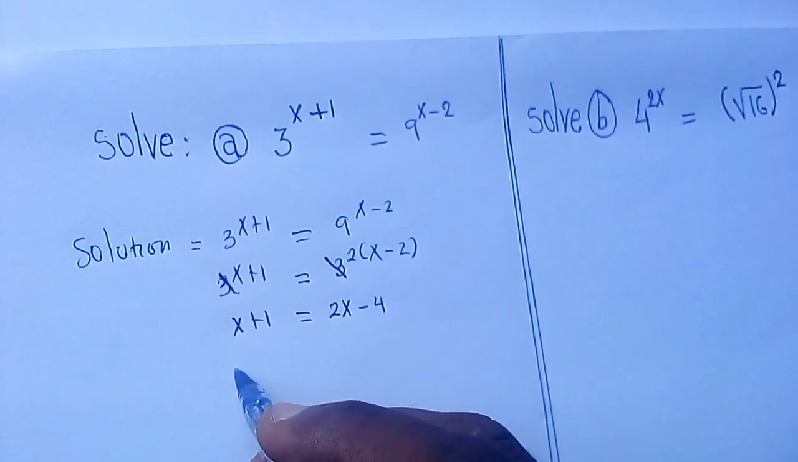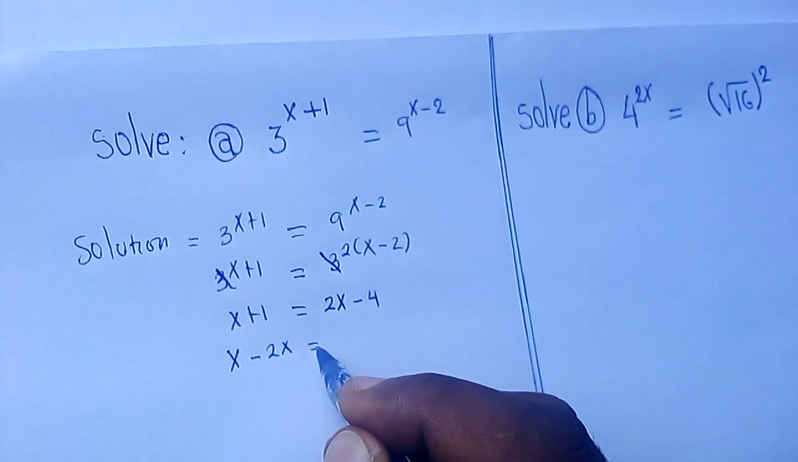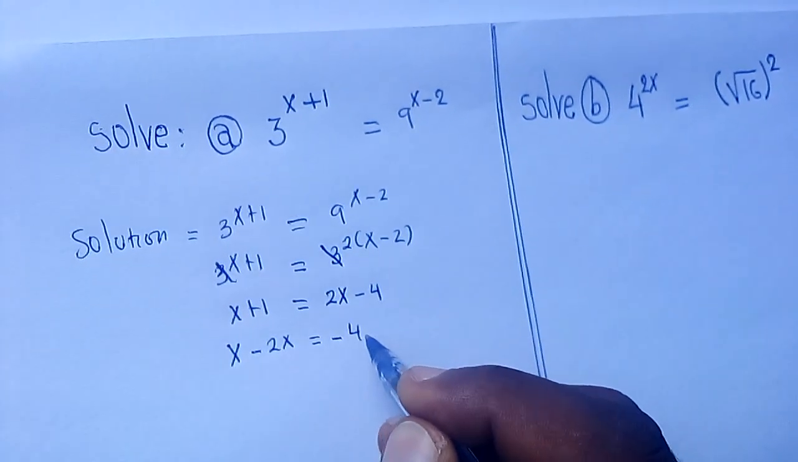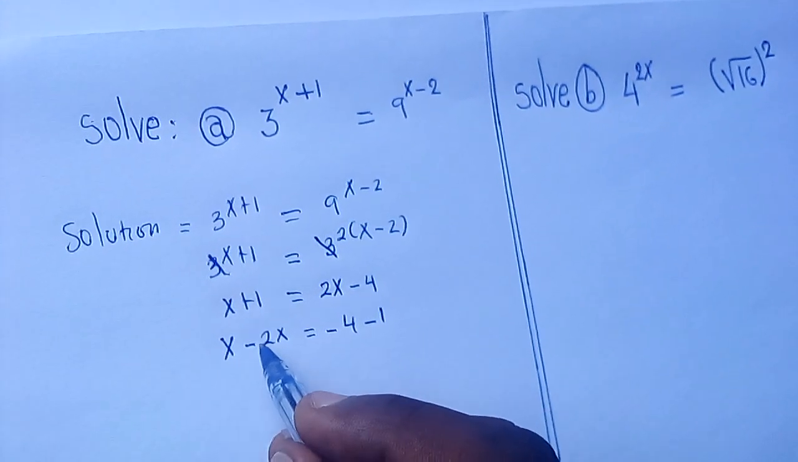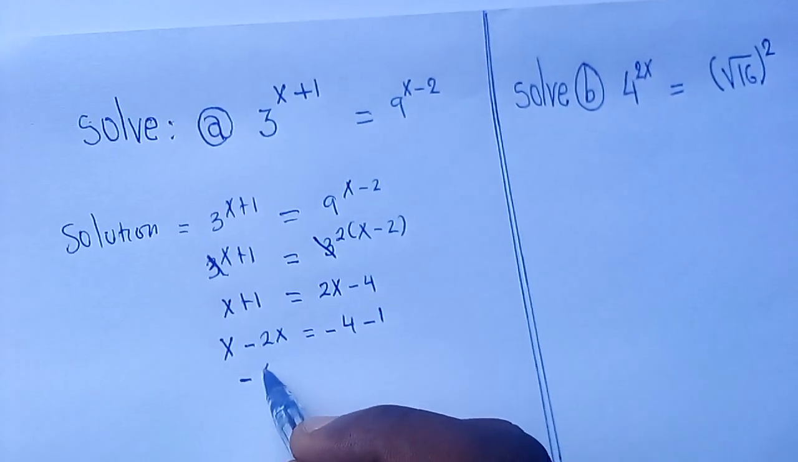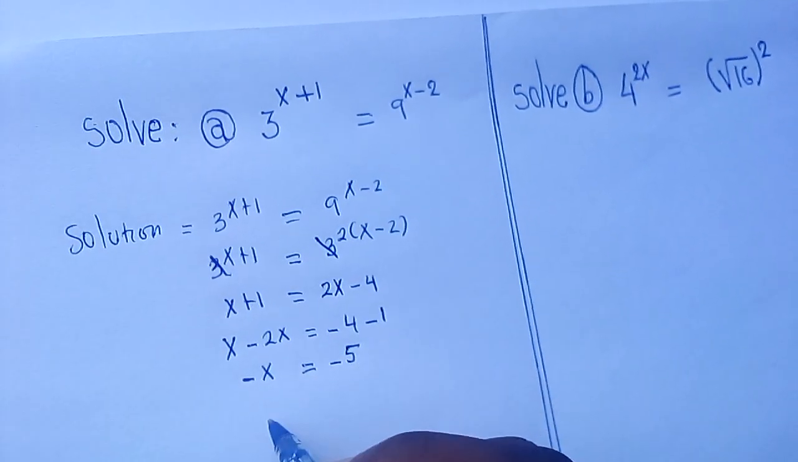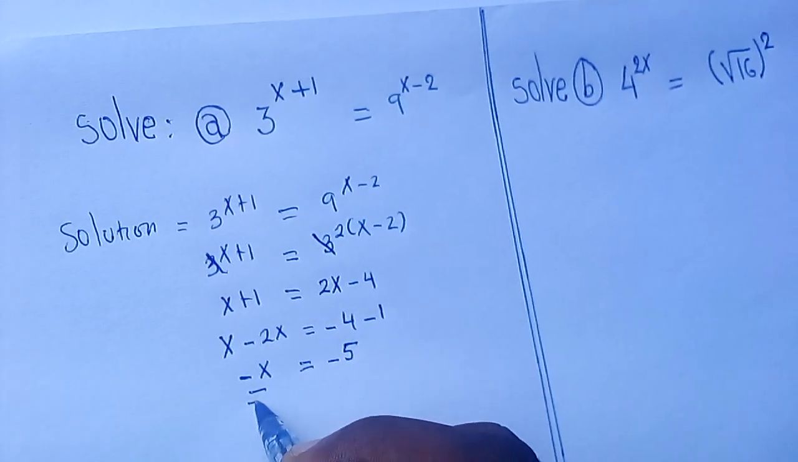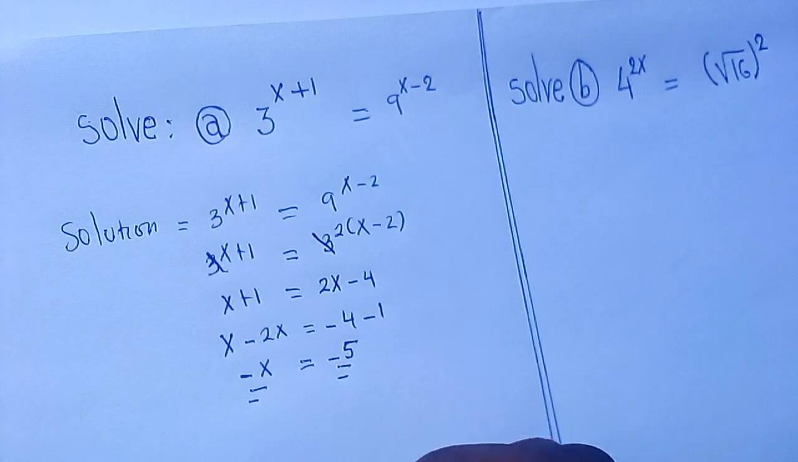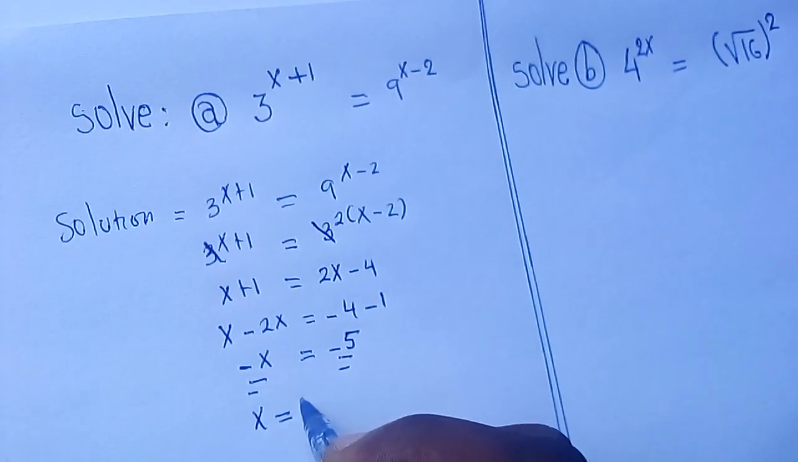Then we solve for x. Here x - 2x will be equal to -4 - 1. Then x - 2x becomes -x, and here it becomes -5. To find the value of x, we divide by the negative on both sides. Then x will be equal to 5.